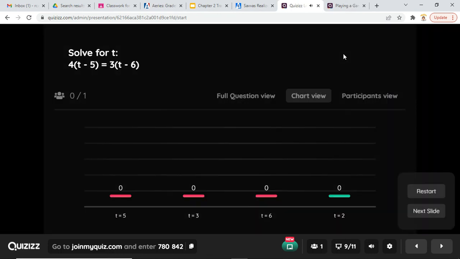All right, if you were able to get t is equal to 2 on this one, you are correct. You first had to distribute both of these numbers, so you would get 4t minus 20 is equal to 3t minus 18. And then by solving here, you would get 4t is equal to 3t plus 2. You get t is equal to 2 by subtracting 3t from both sides.